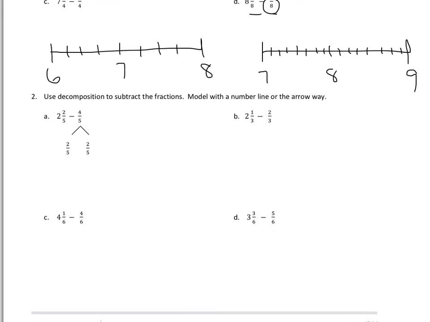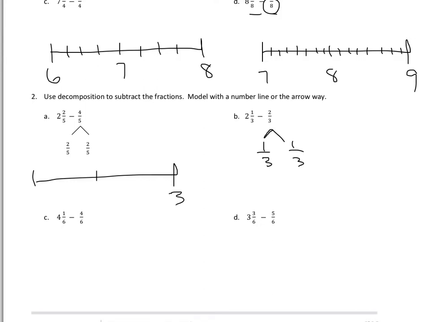On number 2, decomposing our fractions for subtraction, I should say. So what we're going to do is break these into 2 equal parts. Notice they're breaking apart the remaining fraction that they're subtracting. So this is going to be subtract 1/3, subtract 1/3. Again, the number line is going to be a really good tool for your student to use.